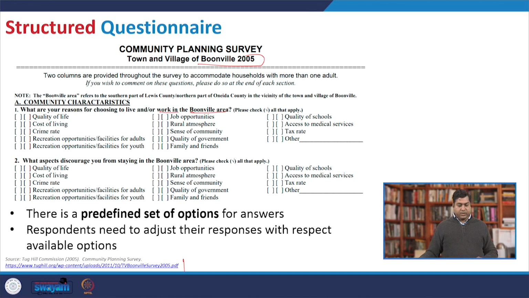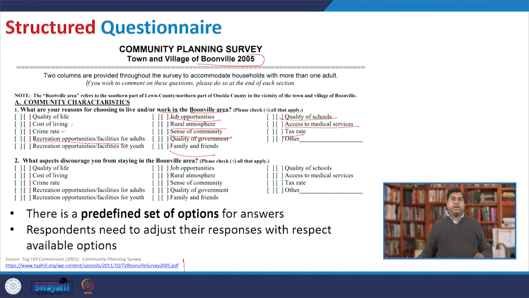So in this case we have the option that okay, these are the possible reasons for which you are staying in that particular study area. It may be quality of life, it may be cost of living, whether it is high or low, that is different, but these are the points, or the crime rate, or the recreational opportunities for adults, youth, job opportunities, rural atmosphere, sense of community, family and friends, quality of school, tax rate. These are all possible options that one may think of.